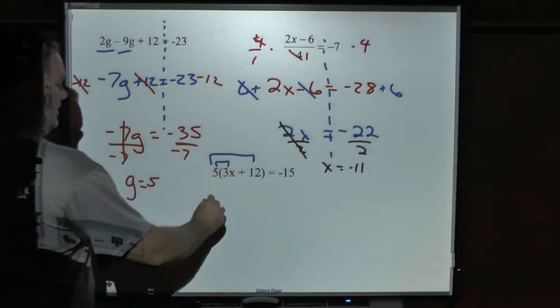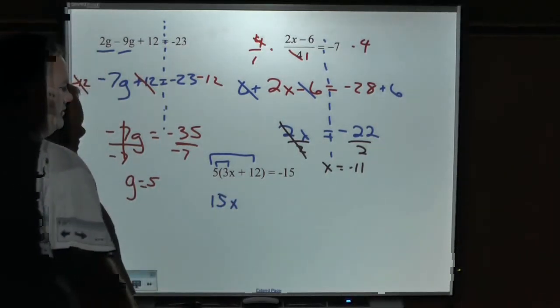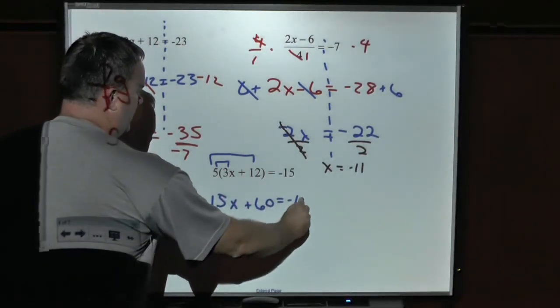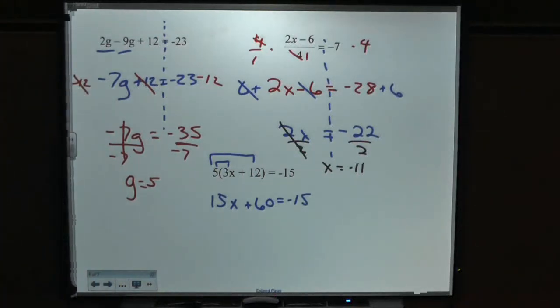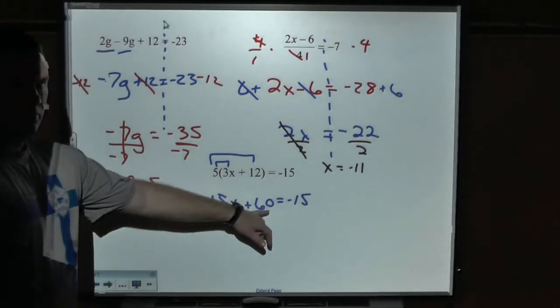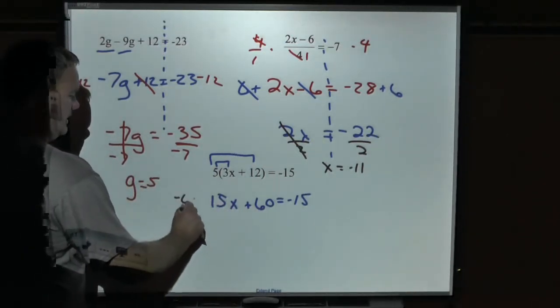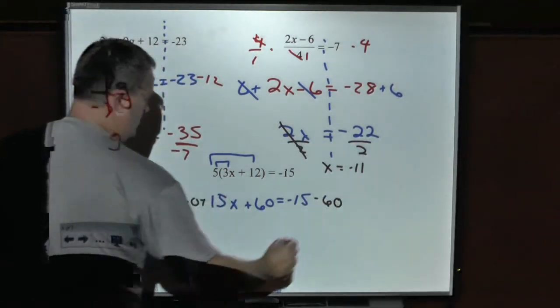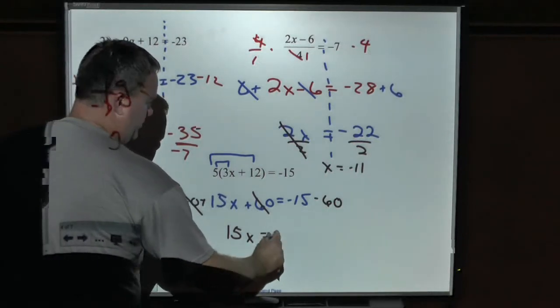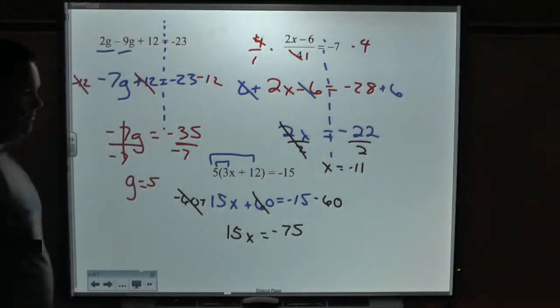So 5 times 3x is 15x. 5 times 12 is 60. And that's all equal to negative 15. As you look at this, now what we have is we have a two-step equation again. So what we'll do at this point, add the opposite of 60 to both sides. That's 0. Then 15x is equal to negative 75.